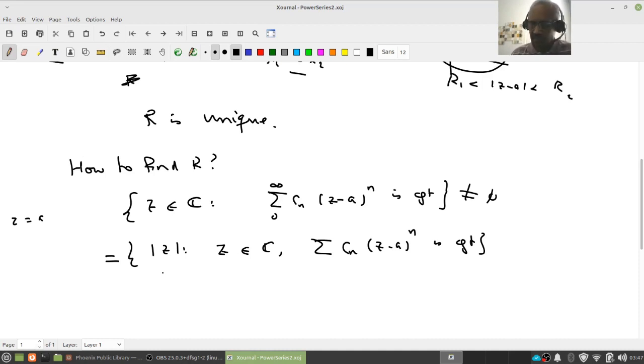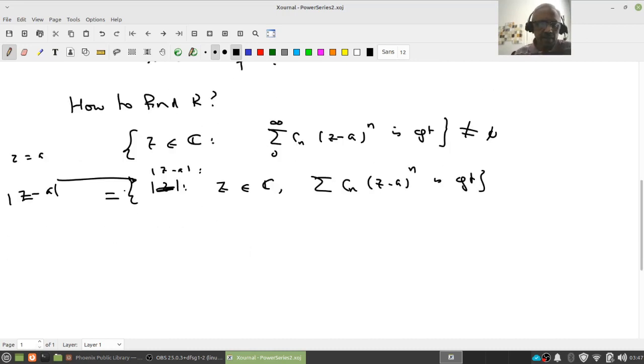This is at least mod z minus a. Maybe I should say, sorry, mod z minus a, so that z is in C. I'm very sorry for that mistake. So 0 belongs to this set. Is that clear? Very good.